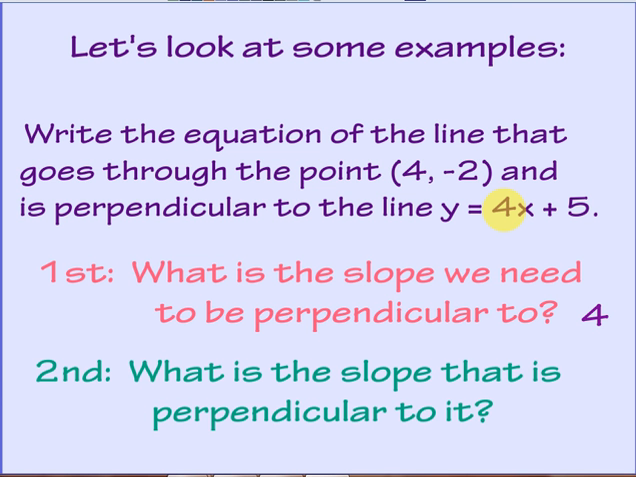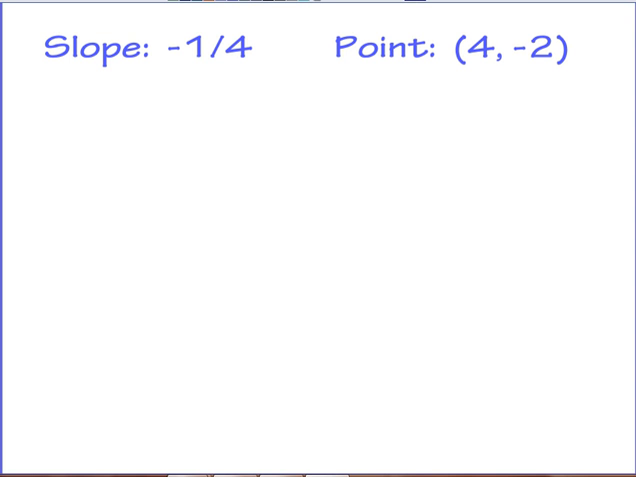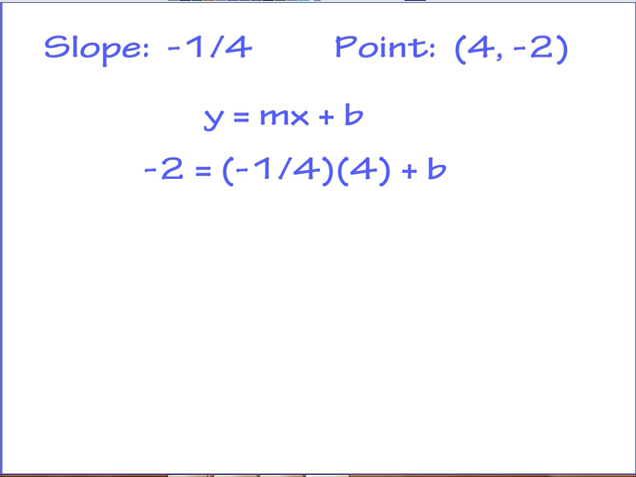What's the slope that's perpendicular to that slope? Now 4, remember, can be written as 4/1. So if I need an opposite reciprocal, I'm going to change the sign and flip my fraction upside down. That's going to give me -1/4. 4 and -1/4 are perpendicular slopes. So now I have my new slope of -1/4 and the point (4, -2). I have m, x, and y. I'm going to plug those into slope-intercept form.